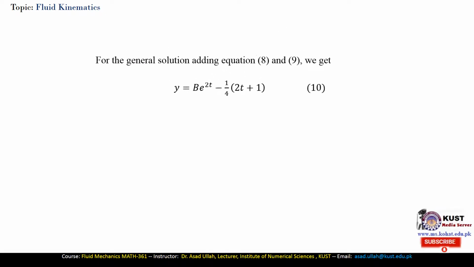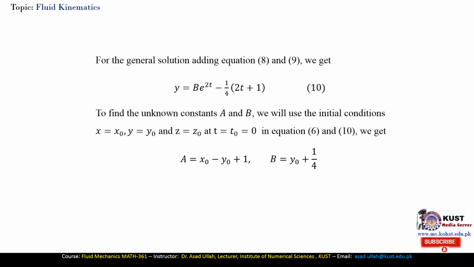Now, to find the general solution for equation 7, we add the particular solution and the complementary solution that is given in equation number 8 and equation number 9. We get the general solution in the form of equation number 10. This is our complementary solution, and minus 1 over 4 times 2t plus 1 is the particular solution.